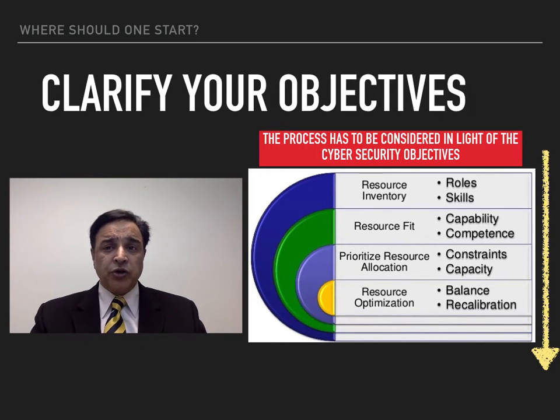So resource inventory, resource fit, prioritizing resource allocation, and some kind of resource optimization are four fundamental pillars of any resource allocation.